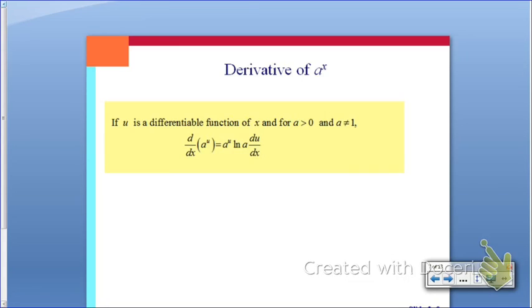Our next problem is derivative of a to the x. Again, a to the x's basic derivative is a to the x ln of a. We're going to use a to the u, something other than just an x. So our derivative is a to the u ln of a du dx. What we need to remember is anytime it's not just an x, multiply by its derivative in the power.